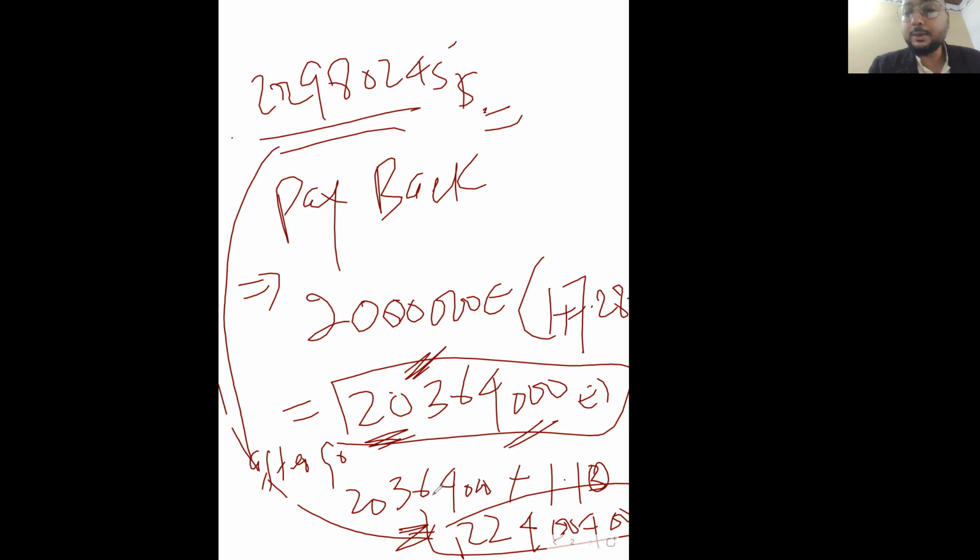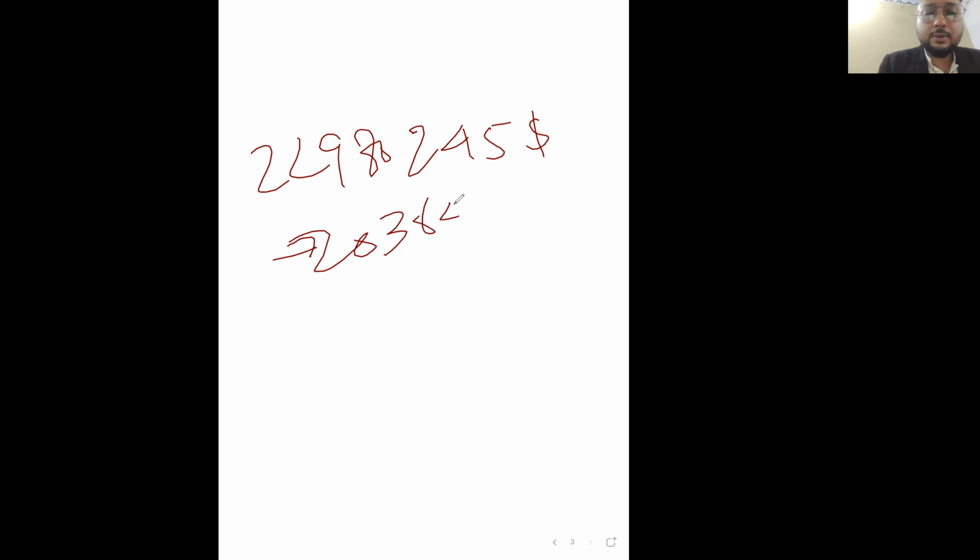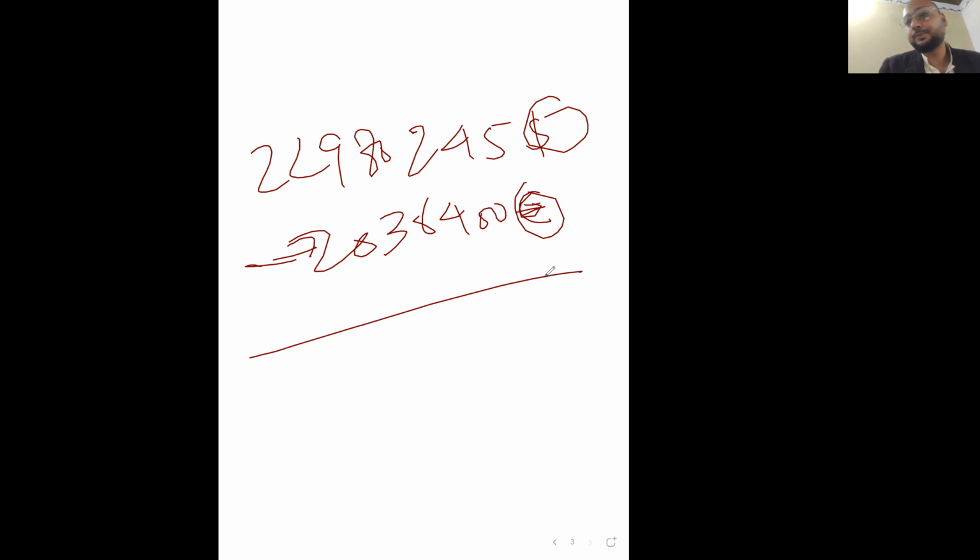So the difference is going to be 579,845, because the question says in dollars, so it's already in dollars. Many students make a mistake here. For example, here was 22,980,245, and they deduct from it 20,364,000 euro. These are dollars. You cannot deduct euro from dollars. Remember this one. Many students make a mistake from here.